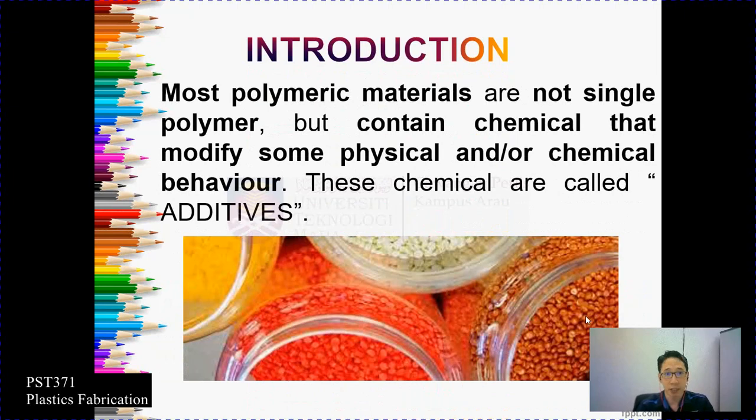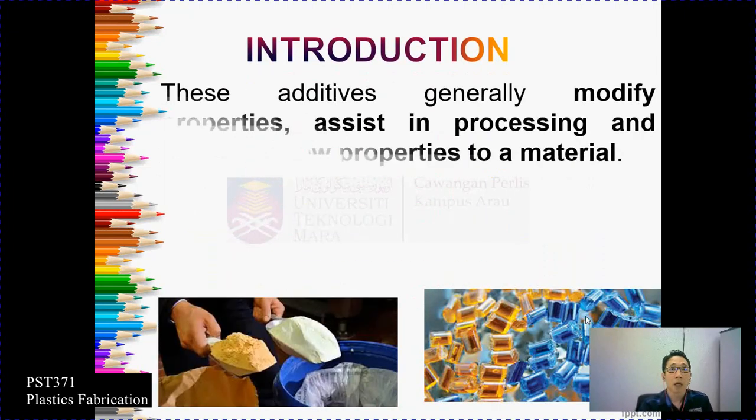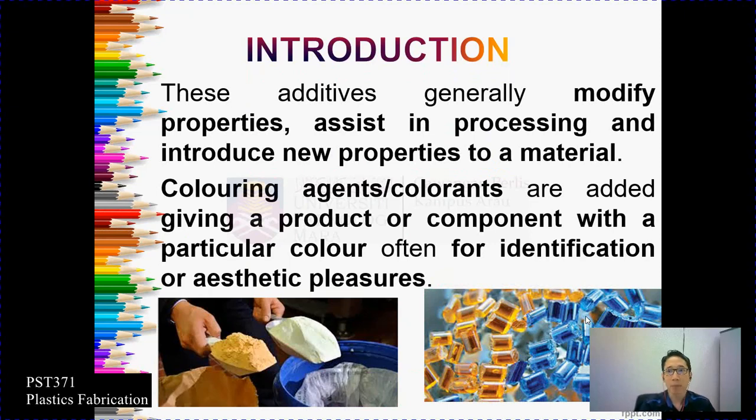Most polymeric materials are not a single polymer, but contain a chemical that modifies some physical or chemical behavior. This chemical is called an additive. Polymeric material alone is not strong enough to fulfill the requirements of a final product in our daily life. To overcome this limitation, additives are added to the polymeric material to enhance its performance, aesthetical value, properties, etc. Later on, we will go through what types of additives there are and what properties they provide. Additives generally modify properties, assist in processing, and introduce new properties to a material.